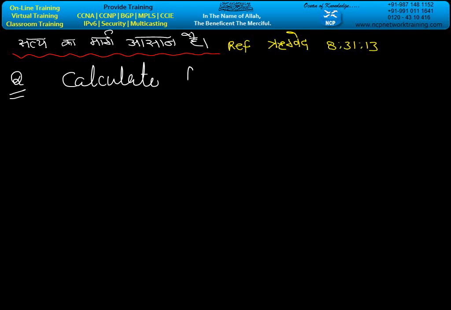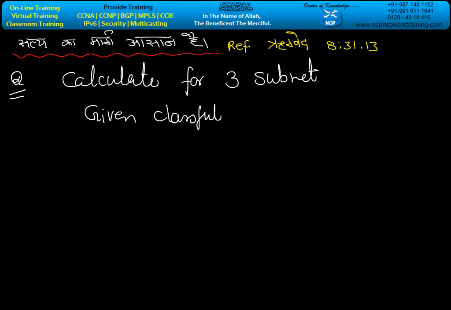Calculate for 3 subnet IDs. The given class full LAN ID now belongs to class B. Given class full LAN ID is 172.16.0.0/16.